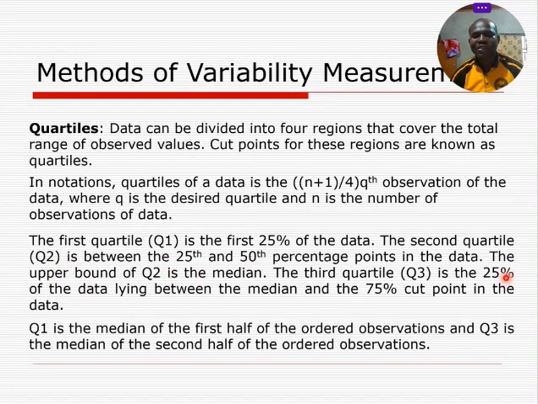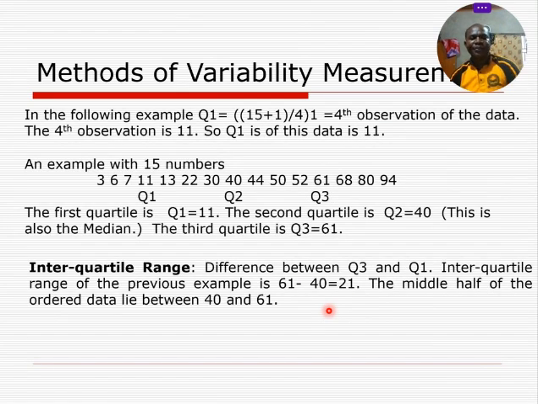And the third quartile will be 75%. So quartile is another important measure of variability. So how do we calculate it? We have an example here: 15 plus 1, which is the number of our data set, divided by 4. That will give us the first quartile, which is equal to 11.